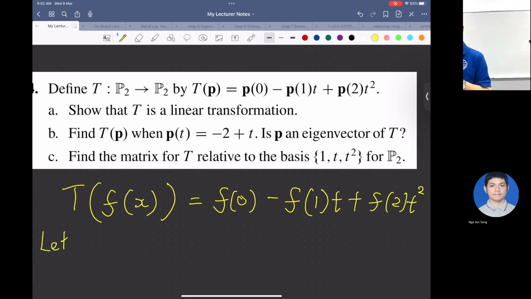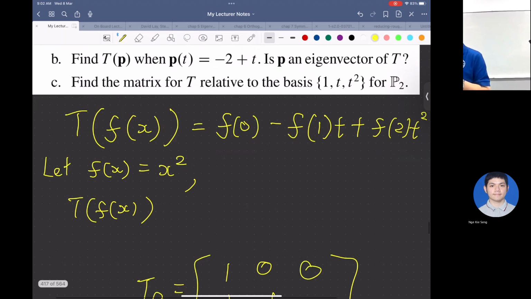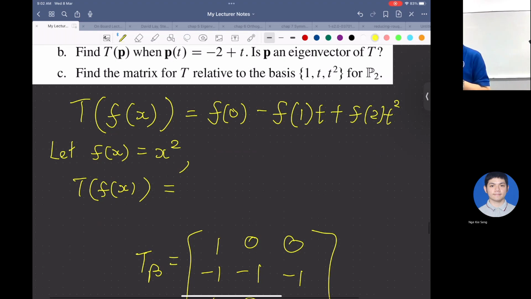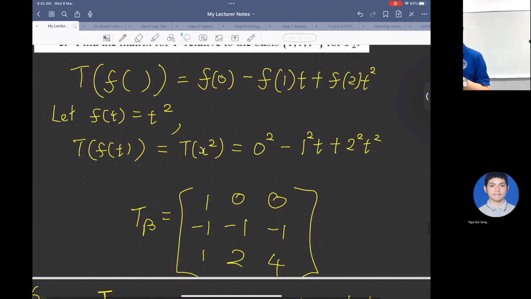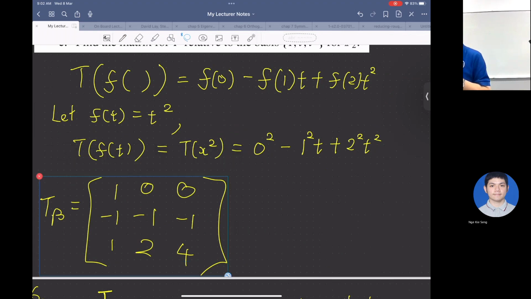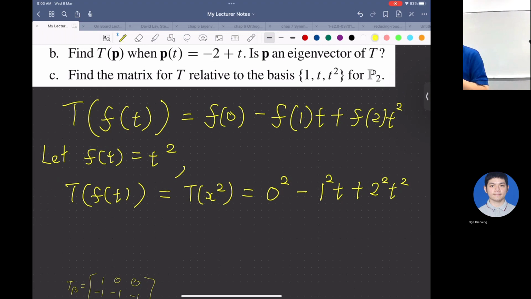Okay. So for example, let f(x) equal x squared. So what is T of f(x)? What happened to x squared? First, substitute x to be equal to 0. So you get 0 squared minus 1 squared times t plus, sorry, maybe to be consistent, I put t here. So it becomes 2 squared t squared. Is it clear or not?